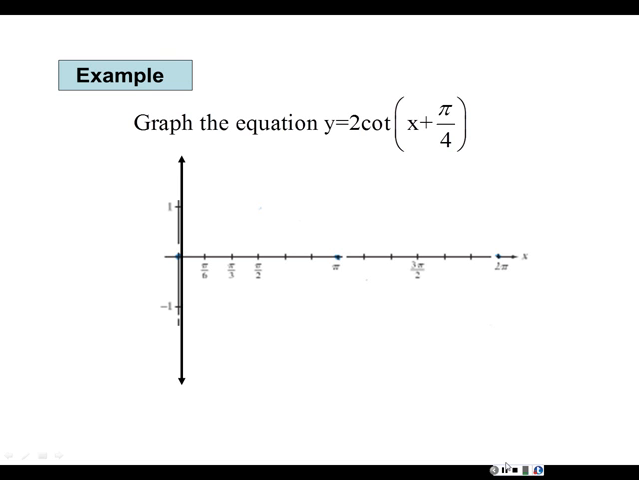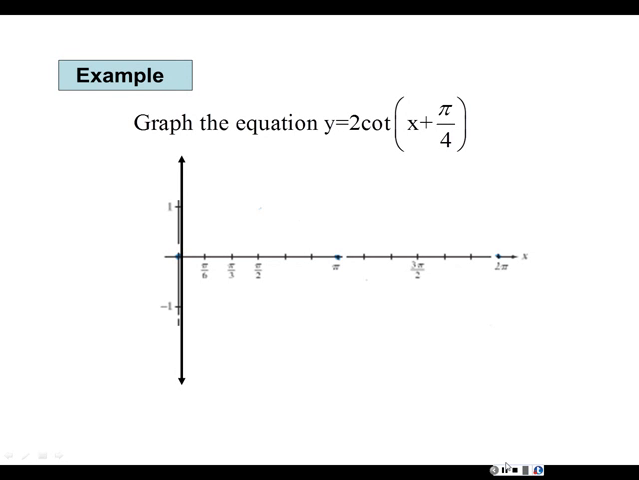Alright, so what is step 1 here? Step 1, we do bx minus c equals 0, which is x plus pi over 4 equals 0, which means x equals negative pi by 4. So we have our first asymptote here.